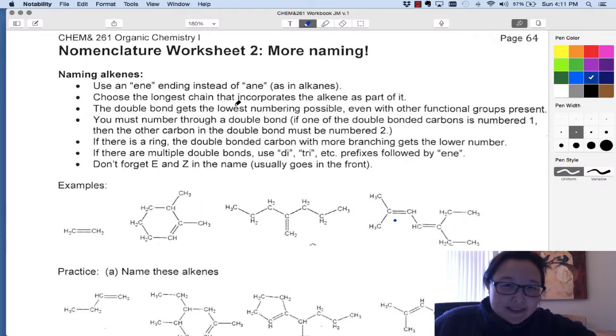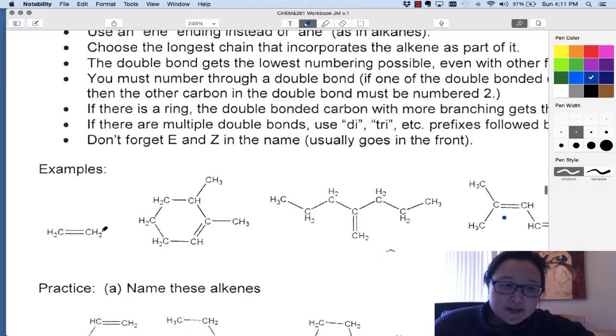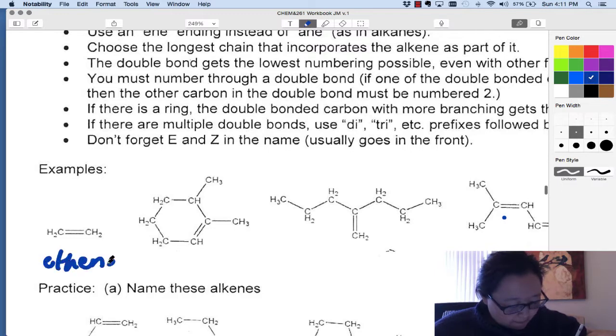If there's a ring, then we consider branching to determine who comes before who. And in terms of numbers, if there are multiple double bonds, we use di, tri, tetra, before ene, for example. Don't forget E and Z when it comes to double bonds. So here's some examples. I'll work through these for you. The first one is a 2-carbon alkene. So just picture your 2-carbon alkane as ethane. So this is just ethene. It doesn't matter who's 1 or 2, and you don't have to use that since it's just a straight chain.